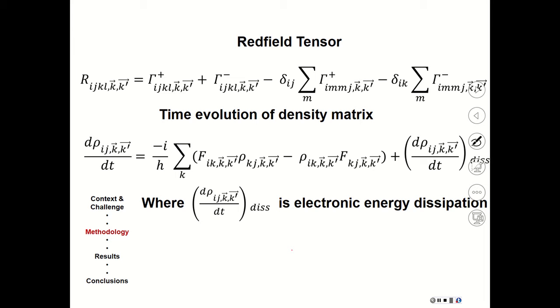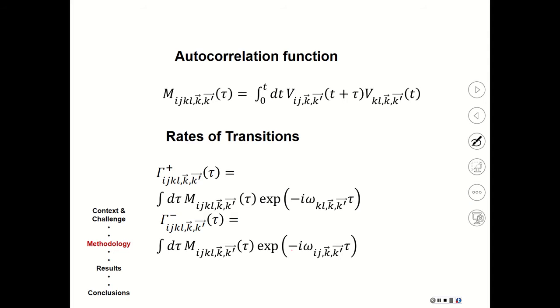Using the Fourier transform of the autocorrelation function makes it time independent. So this one depends on time, and then through the Fourier transform and integration over time, the frequency comes in here.